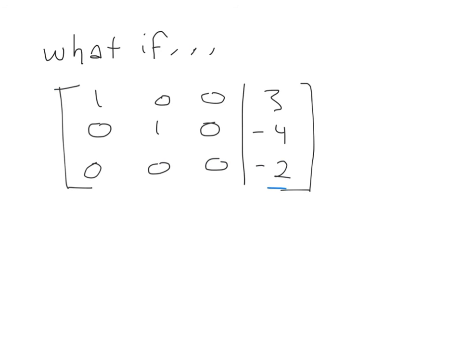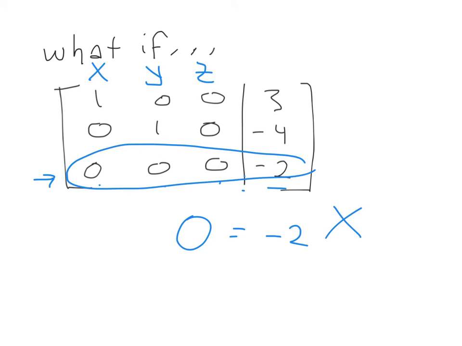What if the matrix had looked like this? Similar but slightly different. Again, starting from the bottom, if we read off what this equation's telling us, it's saying 0x plus 0y plus 0z equals negative 2. But wait a minute, 0 doesn't equal negative 2. And whenever we're solving a system and getting a false contradiction like this, that means that what we were trying to solve had no solutions at all.